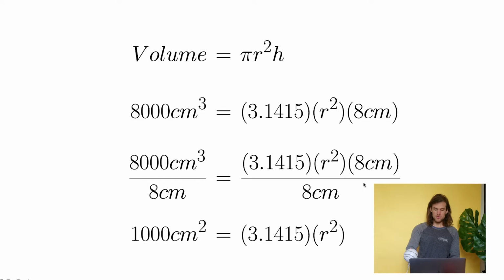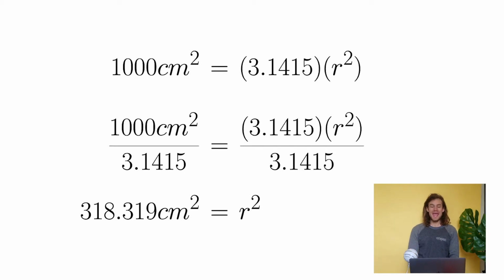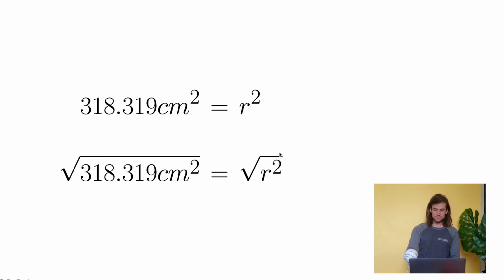Okay. Moving on, we're going to divide both sides by pi. So I eliminated a couple lines. I'll show those later. But anyways, we take our 1,000 centimeters divided by 3.1415. We end up with 318.319 centimeters squared equals radius squared. Again, the two 3.1415 cancel each other out.